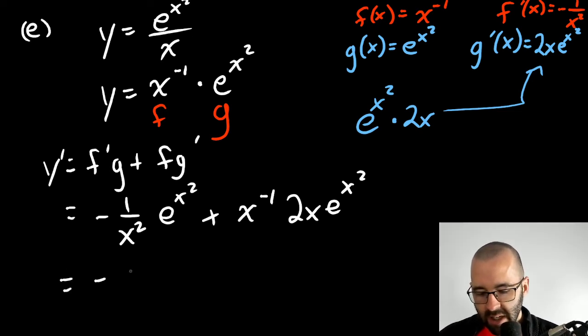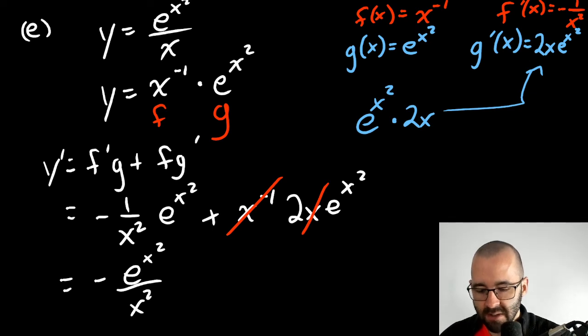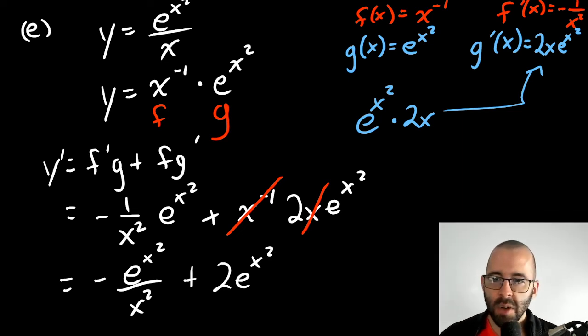So we'll have negative e to the x squared over x squared. And then this is 1 over x. 1 over x times x cancels out, and we get plus 2e to the x squared. This is a perfectly good answer. I like this answer. I think it's a useful answer.